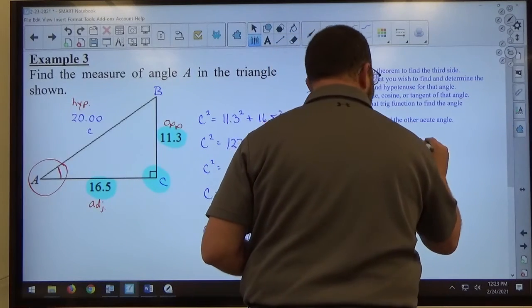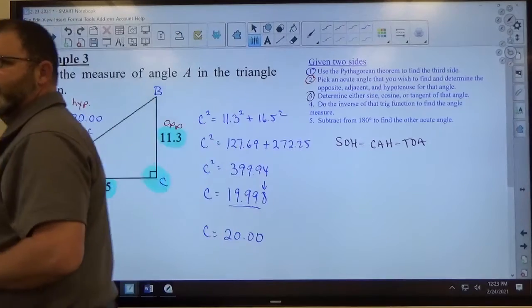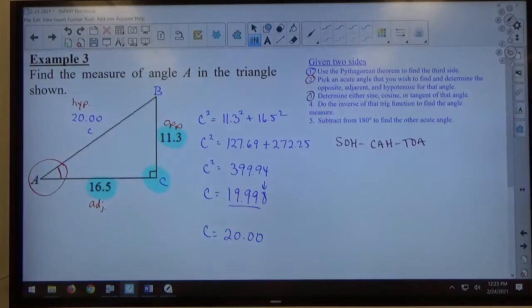It's not saying to find all 3, it says find 1. Okay, we have 3 numbers in this problem at this point. We have the bottom, 16.5. We have the up and down, which is 11.3. We have the slant, which is 20.00. Which 2 numbers of those 3 are the most accurate, or exactly what they're supposed to be? And which one is approximately what it's supposed to be? The 20 is approximately, right?